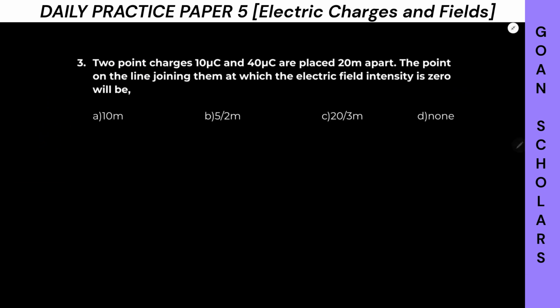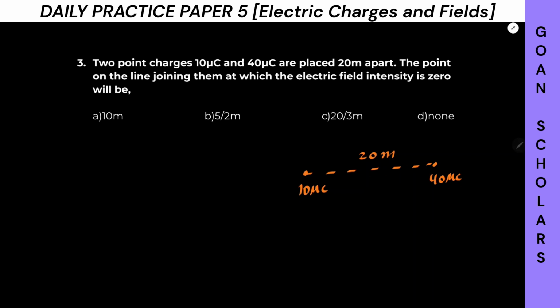Question 3 says two point charges, 10 microcoulomb and 40 microcoulomb. So let's say this is our 10 microcoulomb and this is our 40 microcoulomb, placed at a separation of 20 meter apart. The point on the line joining them at which the field is 0. Now be careful. Now the field is given. They are not asking, unlike the second one. This is similar to question number 1.